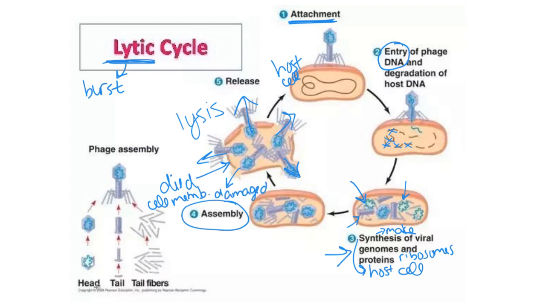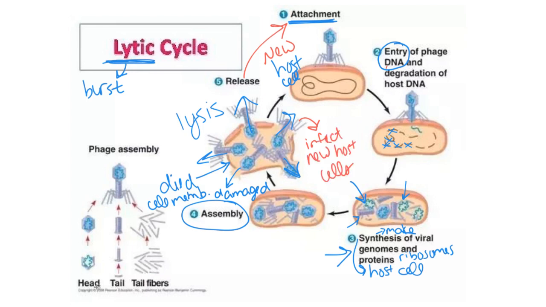So the original host cell will die. By the time it circles back around from step 5 to step 1 again, this is a new host cell and a new virus. These viruses that are released here will all go infect new cells.